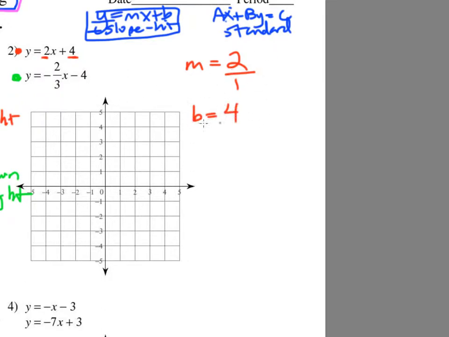So remember, we begin with B. B stands for begin. B is our y-intercept. So it's our x, it's our y. So begin with 4 on the y-axis. We're going to begin.